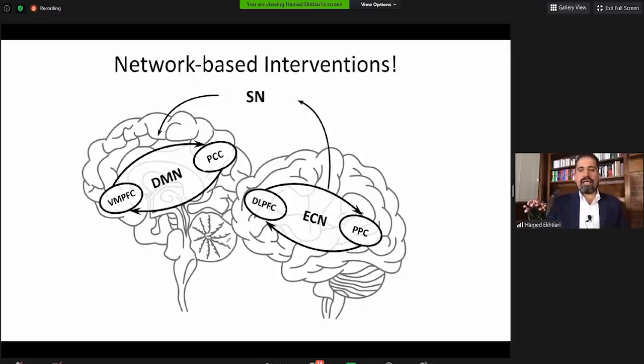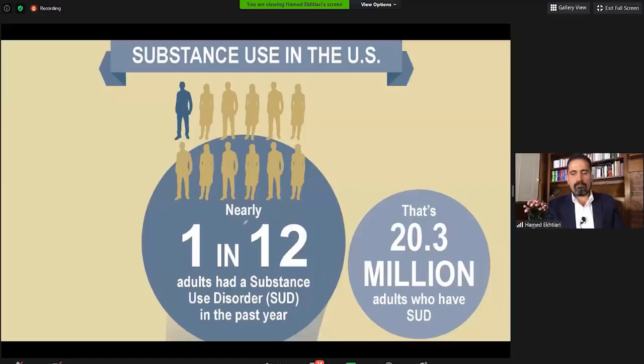But the question is how we might be able to do network-based interventions, and how network-based intervention is going to be important for different psychiatric disorders. I'm going to be mainly focused on substance use disorder, to see how we might be able to develop network-based interventions for it. That is the question I'm trying to address today.